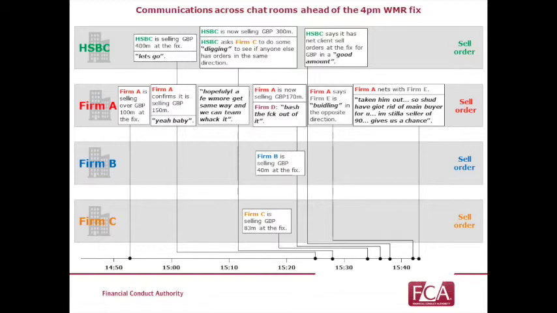Firm A still holds net sell orders for 90 million sterling to trade at the fix and could still participate in the attempted manipulation. This is an example of Firm A clearing the decks. What we mean by that is traders with orders in the same direction as the desired rate movement at the fix, netting off these orders with third parties outside the chat room, reducing the volume of orders held by third parties that might otherwise be transacted at the fix in the opposite direction.